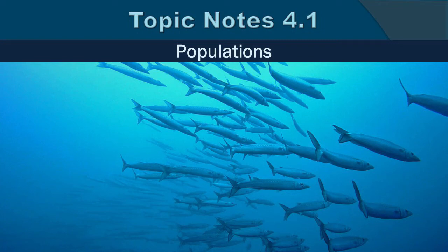Topic Notes 4.1 Populations. This is a large school of barracuda I took a picture of off of the Galapagos Islands. And of course, they are all there because there's abundant resources to support their population. And that is one of the key features of the notes coming up next.